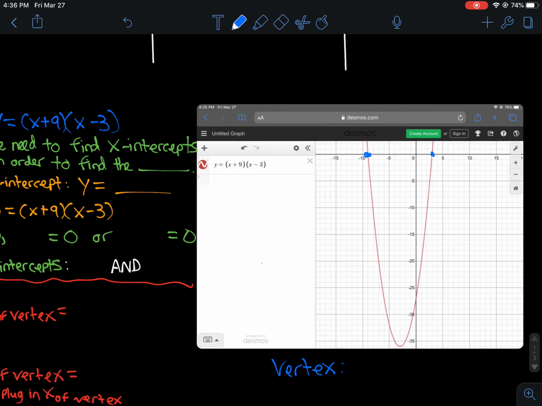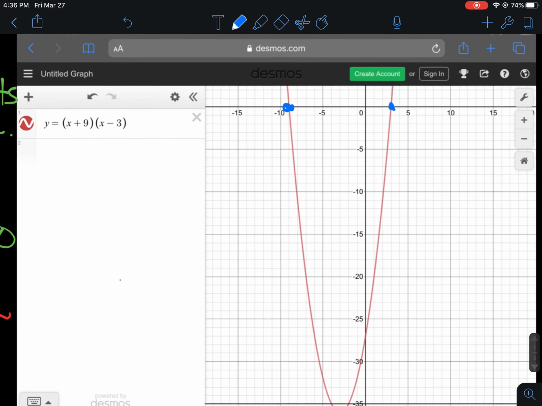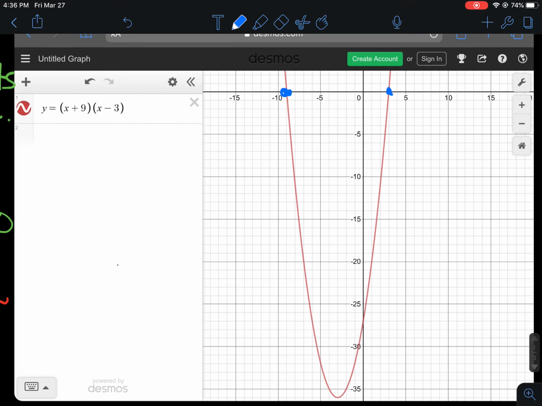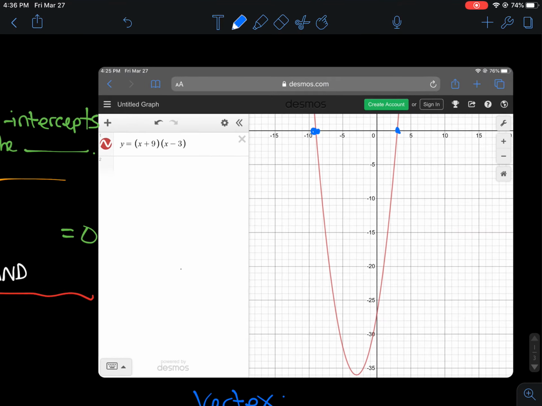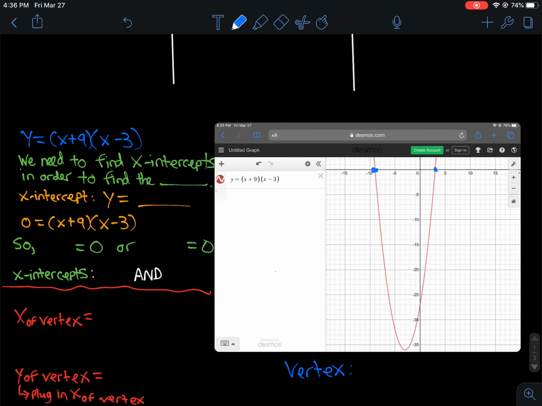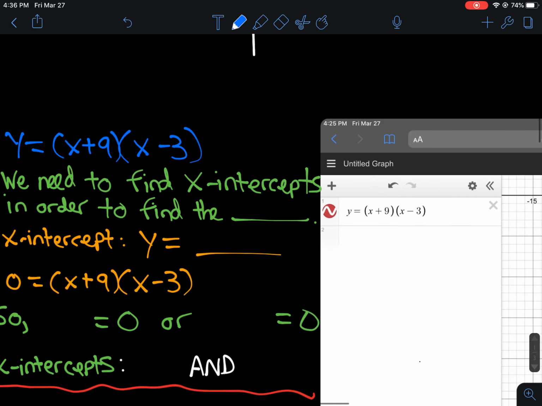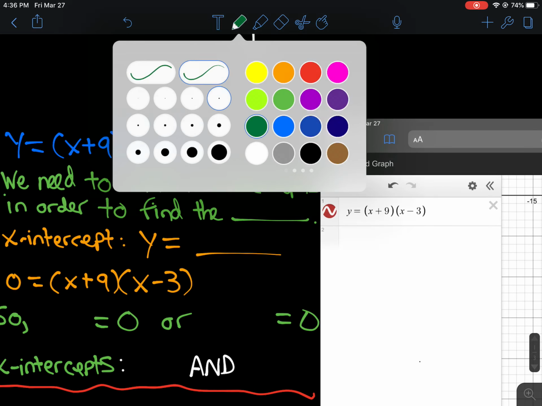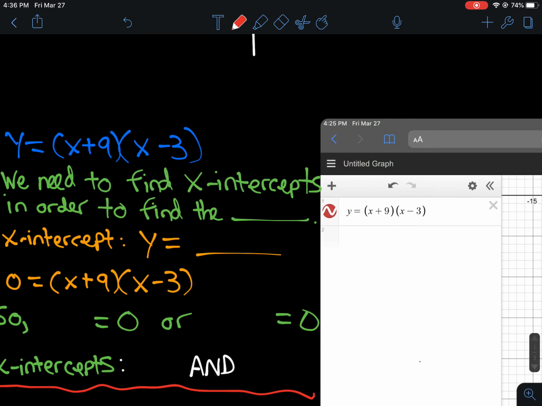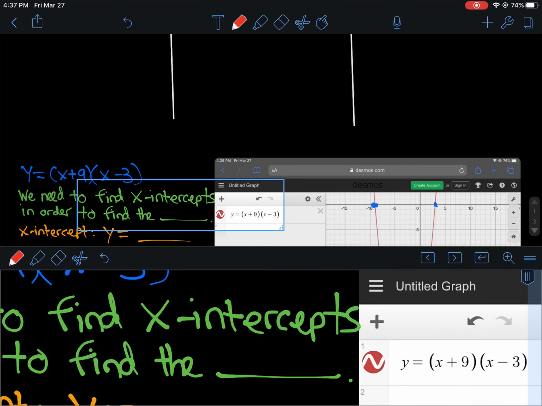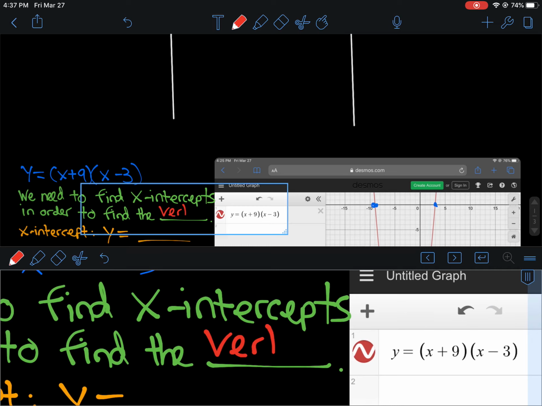So I actually already graphed it in Desmos.com. Understand when we go back to school, if we go back to school, when you get tested on this, you cannot be using this to easily find the vertex. So you have to be able to do it by hand. When it's in factored form, we have to be able to find the x-intercepts. We need to find the x-intercepts in order to find the vertex.